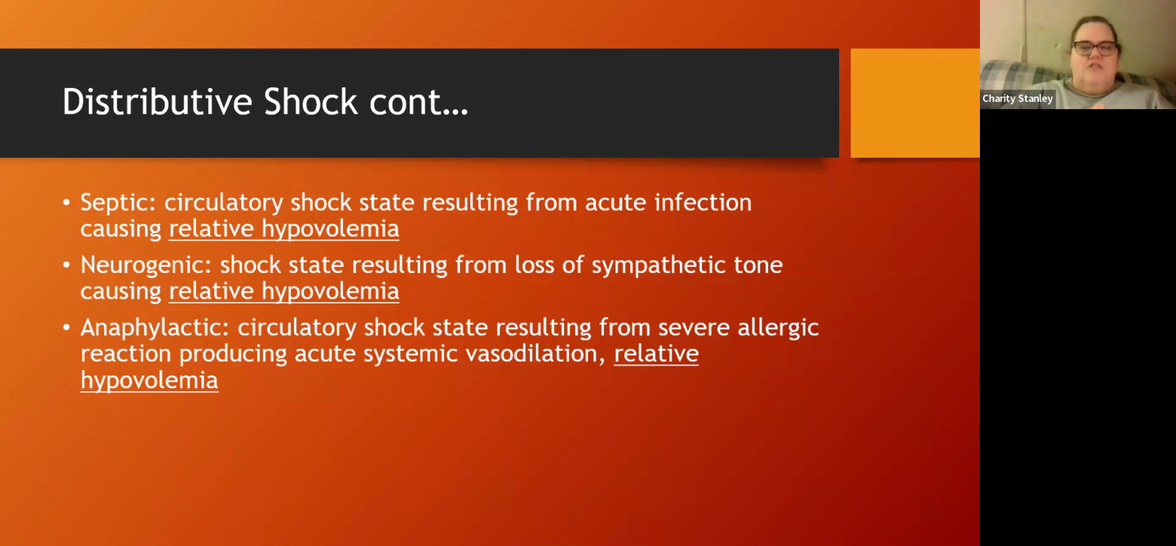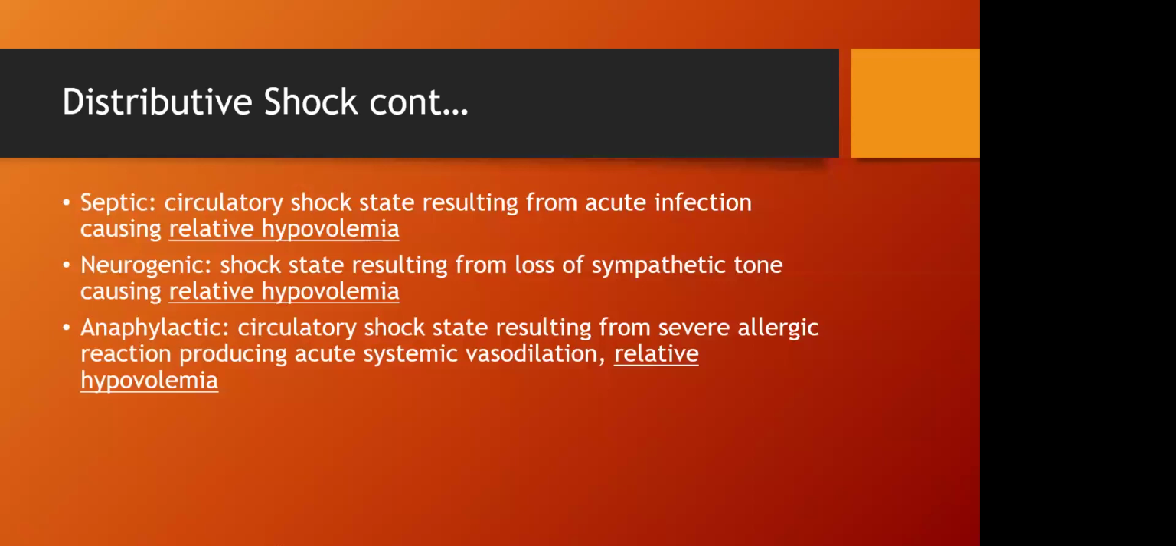Neurogenic shock results from loss of sympathetic tone, and the loss of sympathetic tone causes the pipes to open up, causing relative hypovolemia. Anaphylactic shock is due to an allergen of some kind, whether that be peanuts, a bee, or shellfish, that causes your pipes to open up, causing relative hypovolemia. Does the difference between relative versus true hypovolemic shock make sense? Okay.